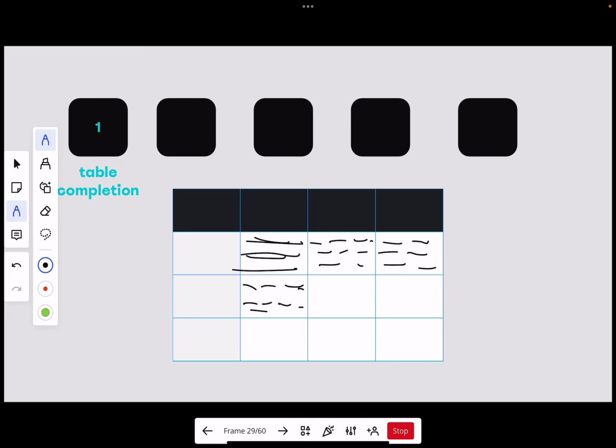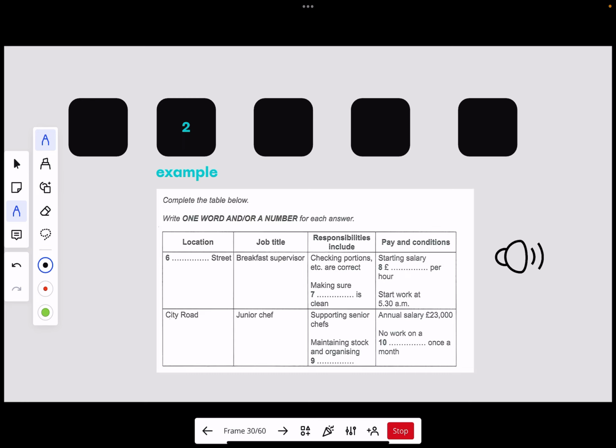So I'm going to show one example right here. This is an example of IELTS listening table completion. Look at this. This is what we'll have here. Let's read. We have here what we need to do. Яғни бізге не істеу керек екенін түсіндіретін нәрсе бар. So complete the table below. Яғни астында тұрған таблицаны толтыр.